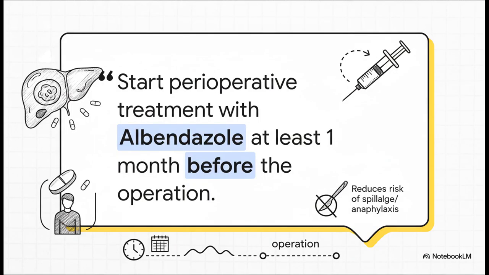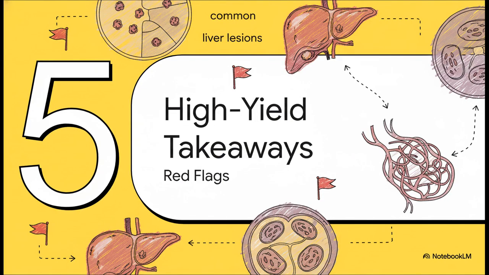And this brings us to an absolutely critical safety point. This is a big one for exams. You have to give the patient albendazole both before and after any procedure. Why? This medication helps to sterilize the cyst from the inside, which reduces the risk of it coming back, and maybe even more importantly, it reduces the life-threatening risk of anaphylactic shock if any of the cyst contents spill during the operation. Very good. You've managed this specific case very well.